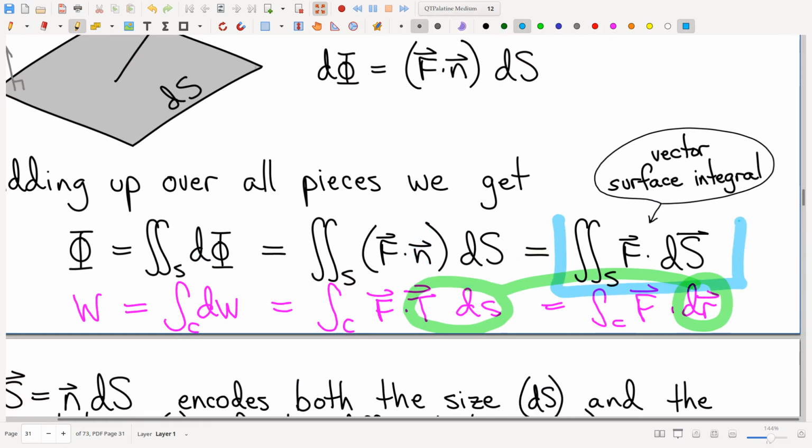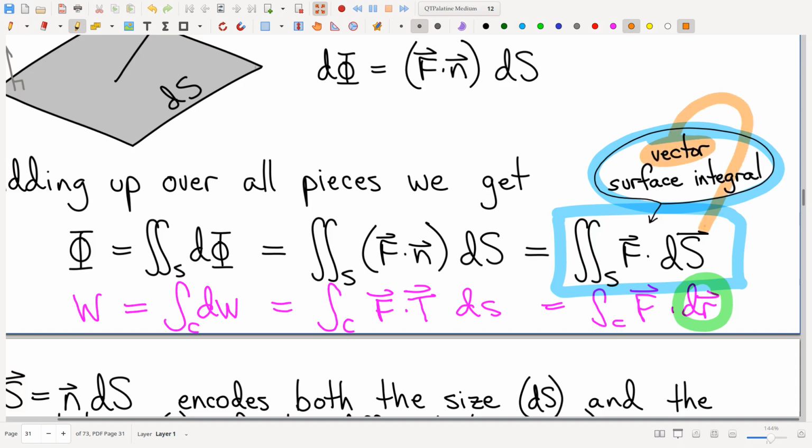So this is how I prefer to think about a vector surface integral. And now you see why we call it a vector surface integral, because the differential is a vector and the integrand is a vector, visibly writing it this way. How we doing? Everybody all right with that?